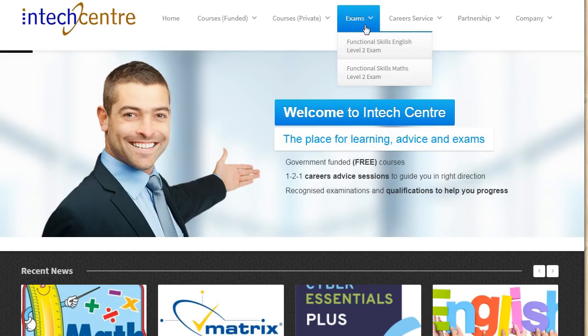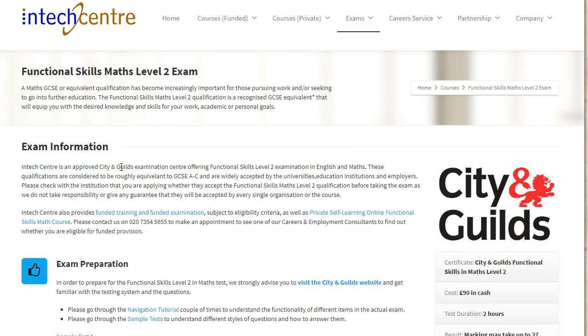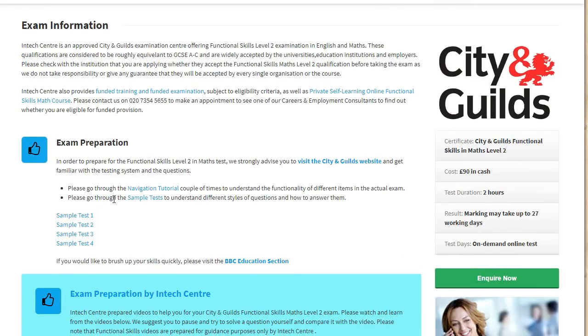Next stop will be the exam page, the Functional Skills Maths Level 2 page. This is where we find information about the exam preparation. Here is some exam information, and as for the exam preparation, we advise you to attempt the navigation tutorial a couple of times, just so that you know how to use the tools provided. They will come up in the exam and you will need to know how to draw a graph, a table, or to draw on a scale diagram.